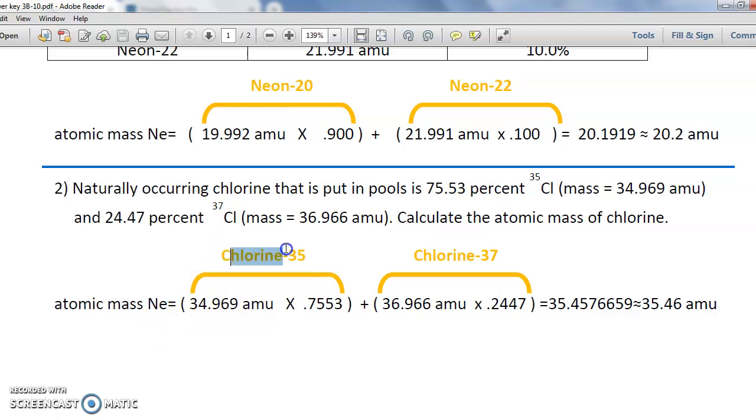Chlorine 35 is this one. Its mass is 34.969. We put it right there. 75.53% of it is that, but we want this in decimal form. So we take 75.53, divide it by 100 to put it back in decimal form, which is the same as sliding the decimal 2 to the left. That becomes 0.7553. Chlorine 37's mass is 36.966.